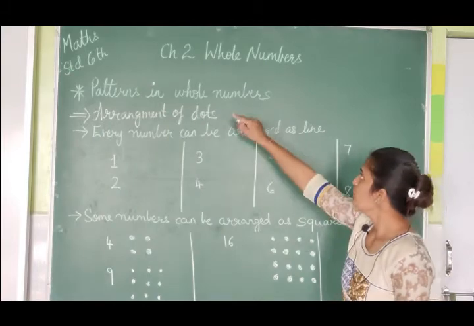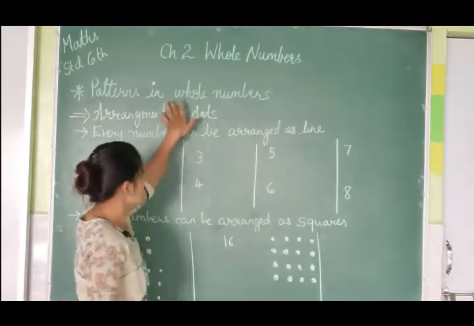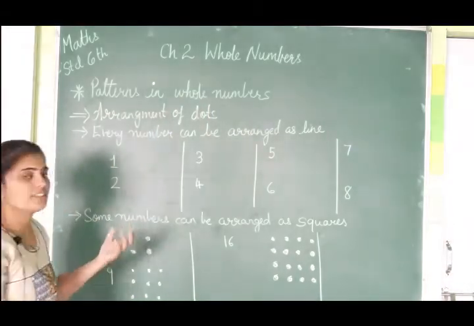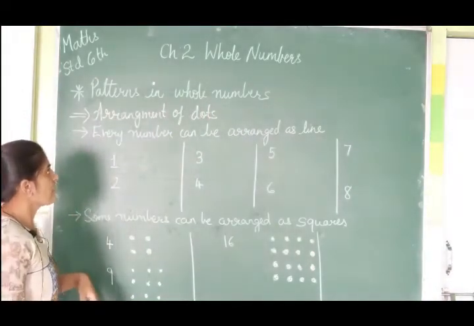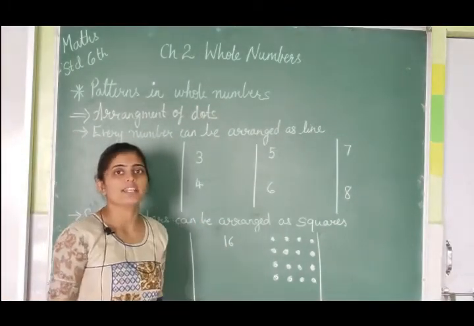Chapter number 2, whole numbers. Now today we are going to learn about patterns in whole numbers. This is the third part of the second chapter. Now here, arrangement of dots. Now how can the dots be arranged?